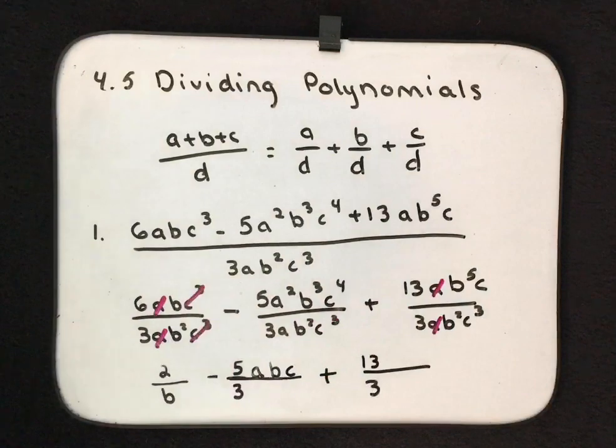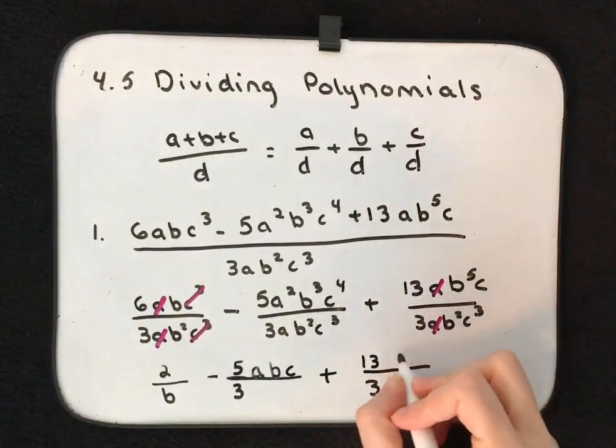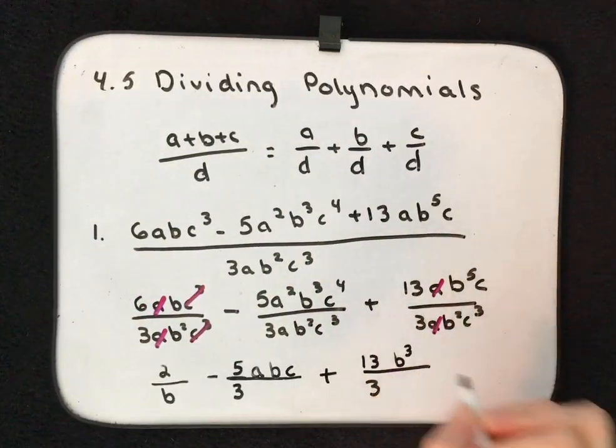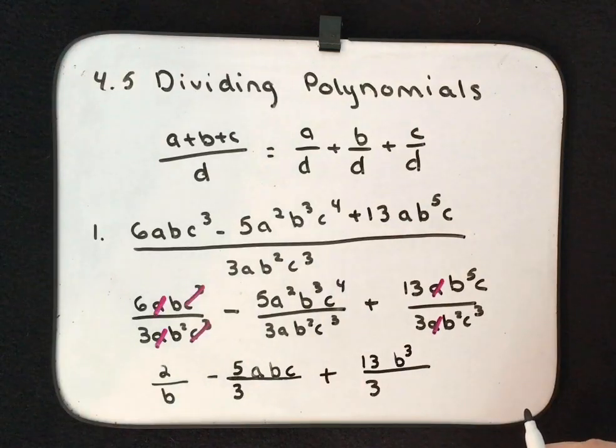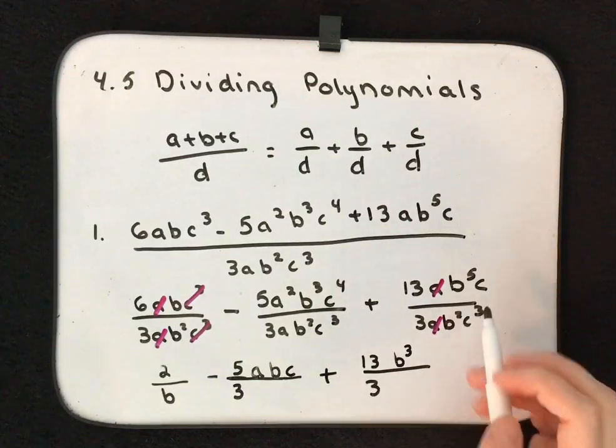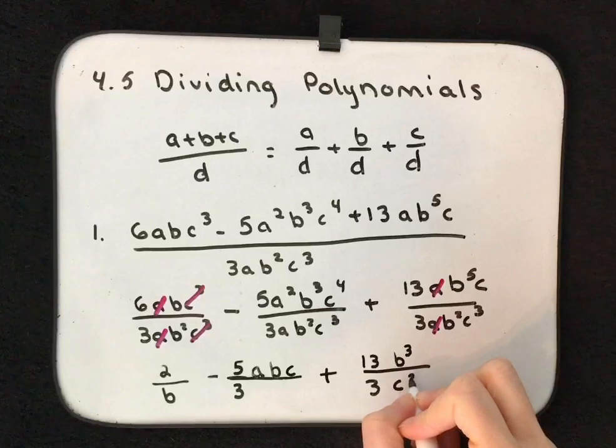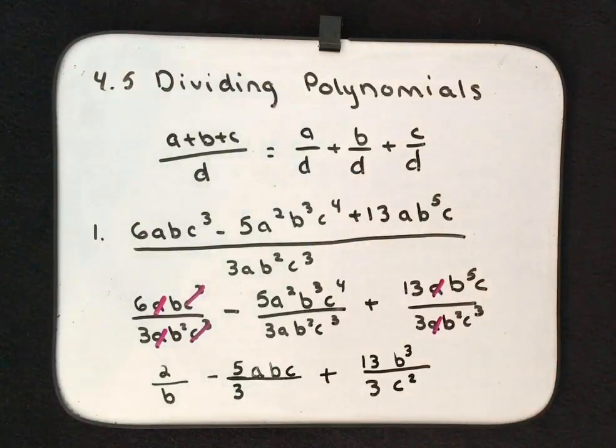A over a is going to cancel again. B to the fifth over b to the second. Well, 5 minus 2 is 3. There were more in the numerator, so they stay in the numerator. And then we have c over c to the third, which will leave us c to the second in the denominator.